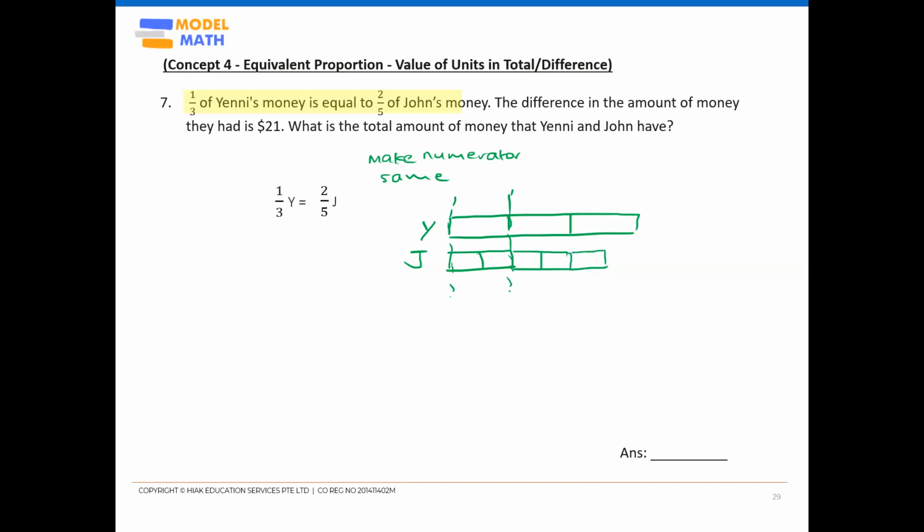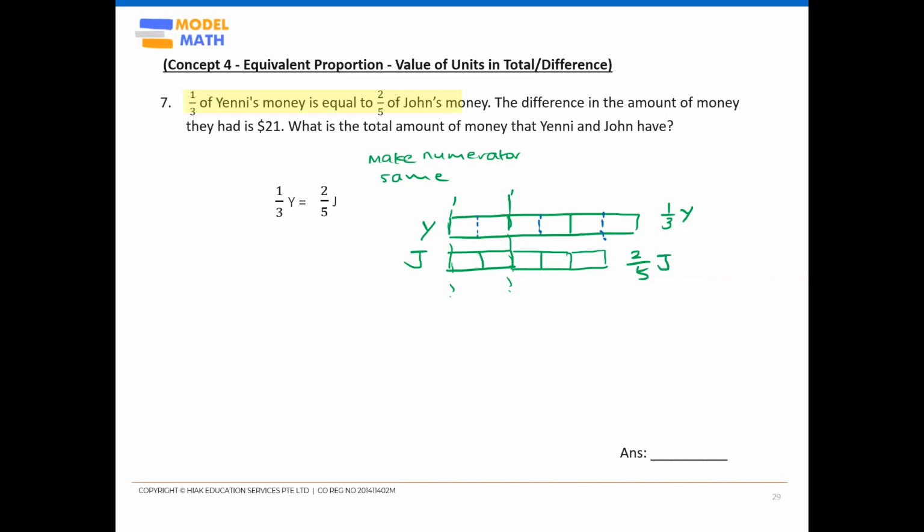Okay, so you notice that based on this model, usually what we will do is we will go on to further cut the model. Let me write down the fraction first. This is 1/3 of Yenny there. 2/5 of John. Now, from here, what we're going to do next is we're going to further cut the model into equal sized units, which obviously means I cut for Yenny's model. So Yenny, each big unit, I cut in 2 smaller units.